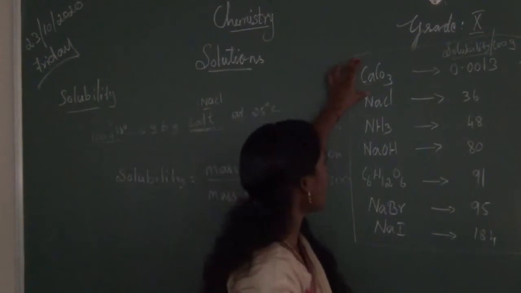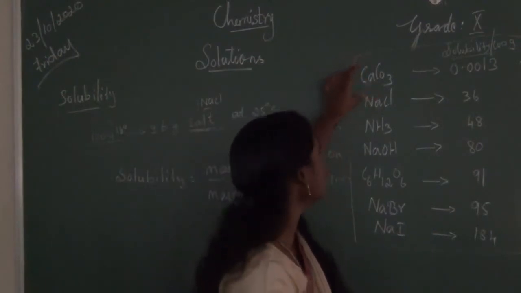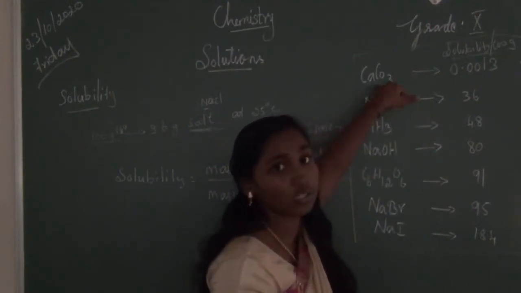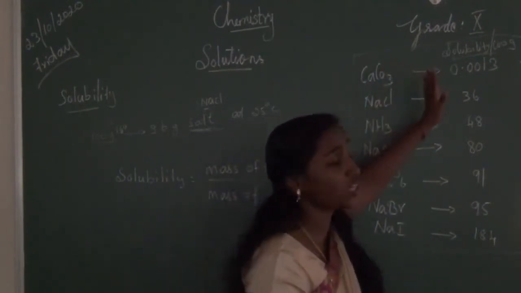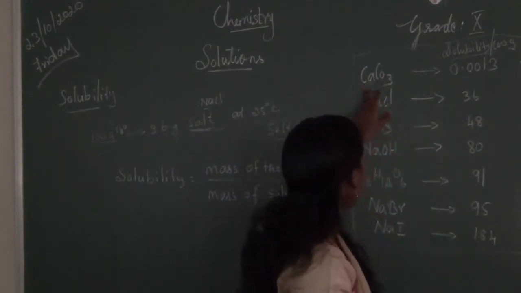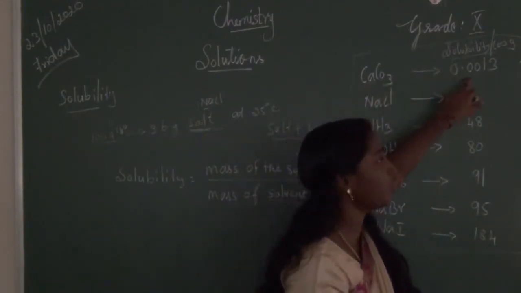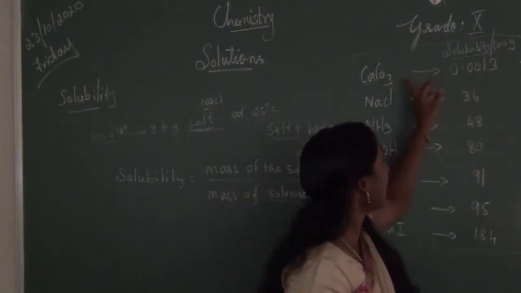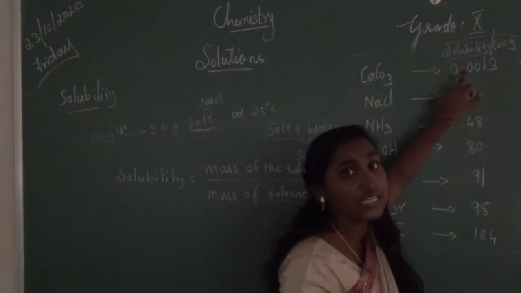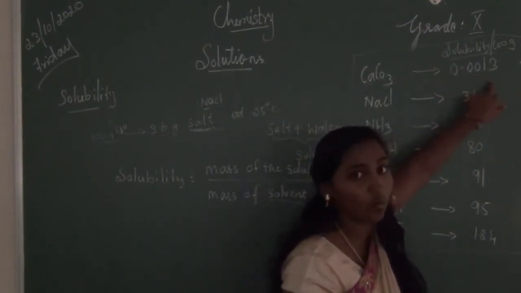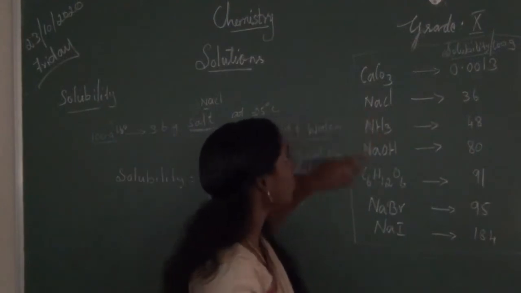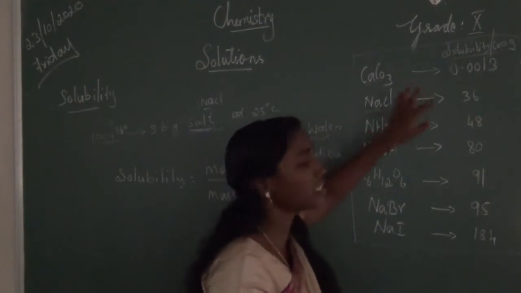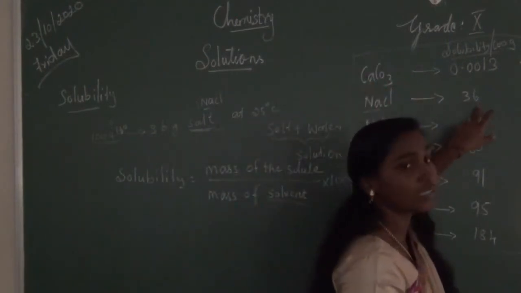The next solubility values we are going to learn are standard values. Okay, so please mug them up. CaCO3, calcium carbonate. Maybe they will ask one more question. Calcium carbonate solubility value per 100 gram. Only per 100 gram this value is given. Calcium carbonate solubility value is 0.0013 gram. Then sodium chloride, NaCl, common salt. What is the solubility of common salt? Sodium chloride is 36 gram.